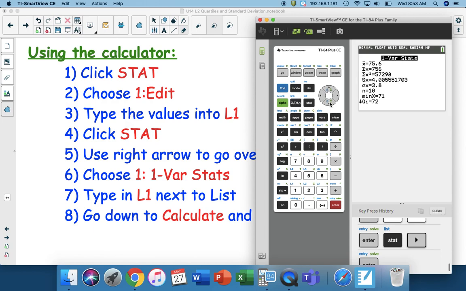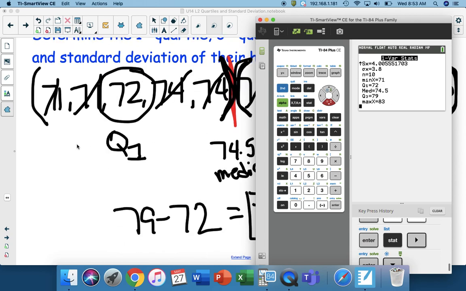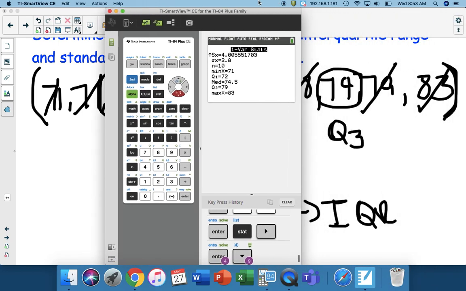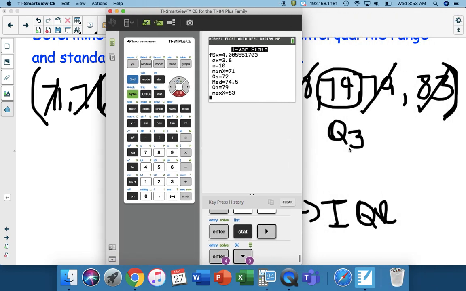Now, you see a few things up here. First thing I want you to draw your attention to is scroll down. Scroll all the way down. All right. Your minimum value is 71. Your Q1, which we just found before. Hold on, give me 1 second. Your Q1 is 72. Your median, right here, 74.5, which we just said right here. Your Q3, 79.